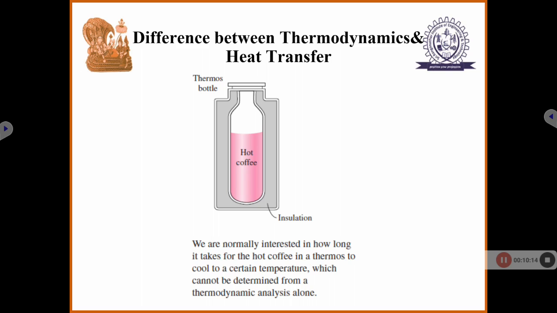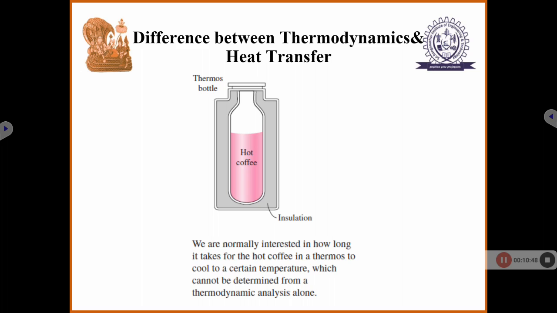In practice, we are concerned more about the rate of heat transfer than with the amount of heat transfer. Let me give you a practical example. So what is this? This is a thermos bottle, or flask, thermo flask. I think you all know the purpose of a flask. It is used to retain the hotness for a longer period of time.